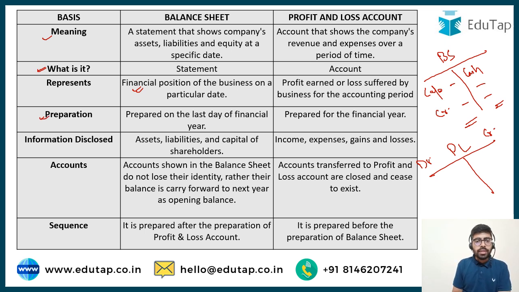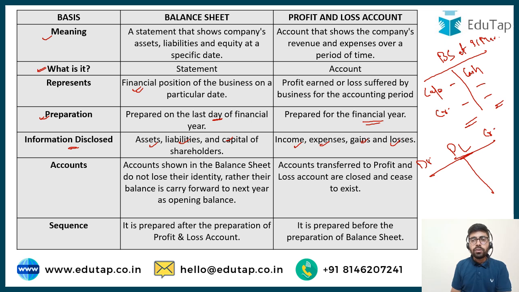Now a balance sheet is prepared as on the last day of the financial year. So whenever you look at a balance sheet of any entity, you would say balance sheet at 31st March. Whenever you look at the profit and loss, you would see profit and loss for the year from 1st April till 31st March. So profit and loss is for the financial year and balance sheet is on the last day of the financial year. Information which is shown in the balance sheet, your assets, liabilities, capital is going to be shown, and in profit and loss account, your income, expenses, gains and losses, they are going to be shown.